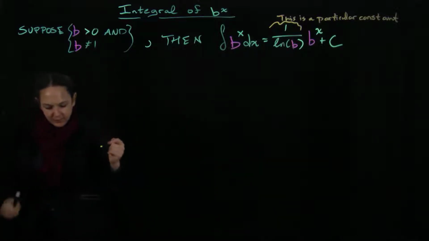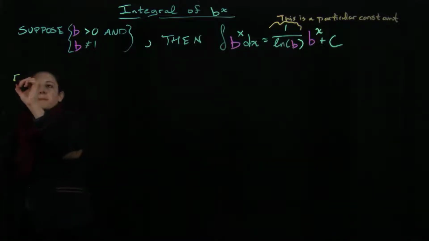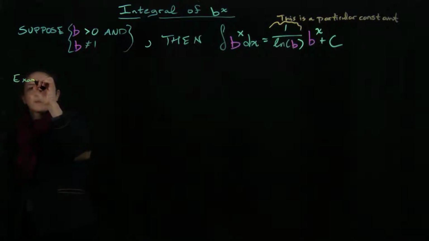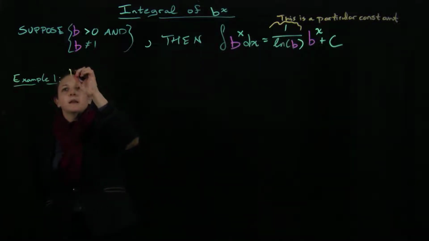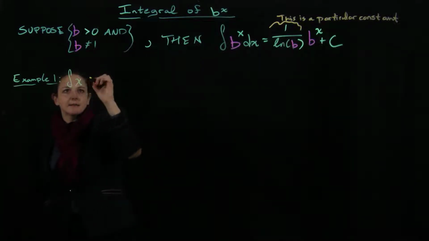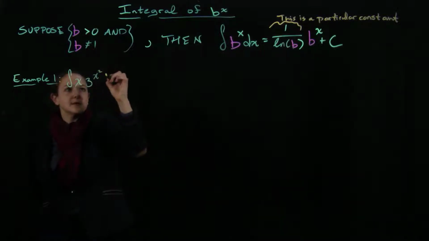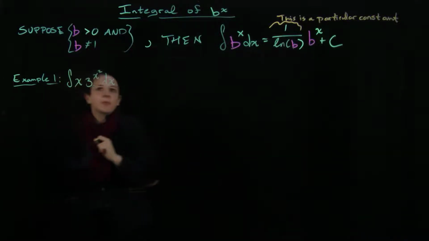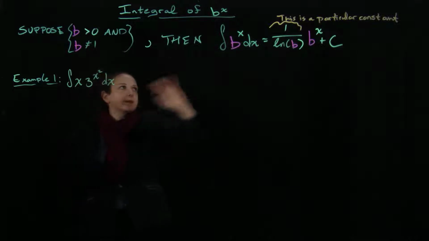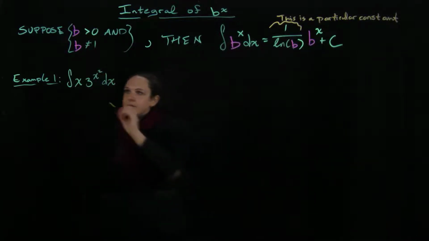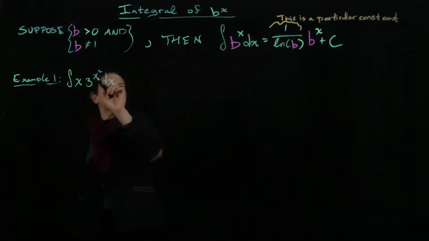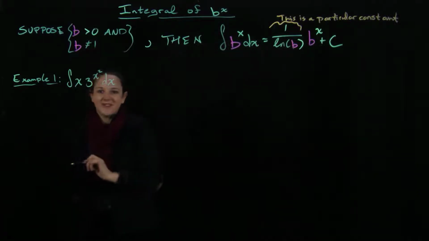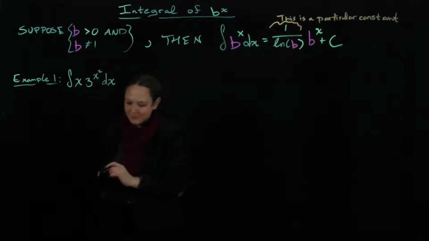Example 1. If I want to take the integral of x times 3 to the x squared dx, this almost looks like something that would happen there, where 3 would be my b. But notice I have an inside function here. My x squared has replaced my x, and I have its derivative next door. So this is a substitution problem.